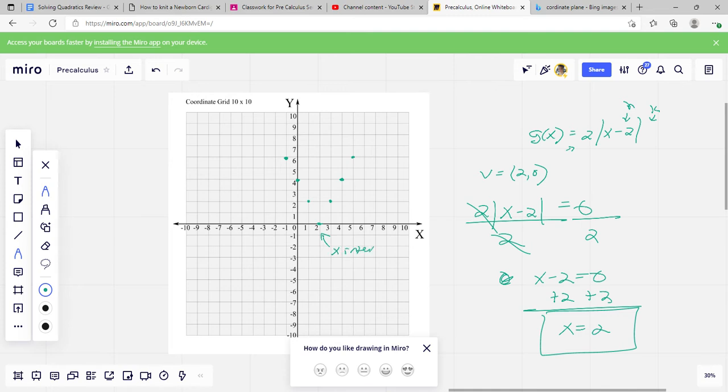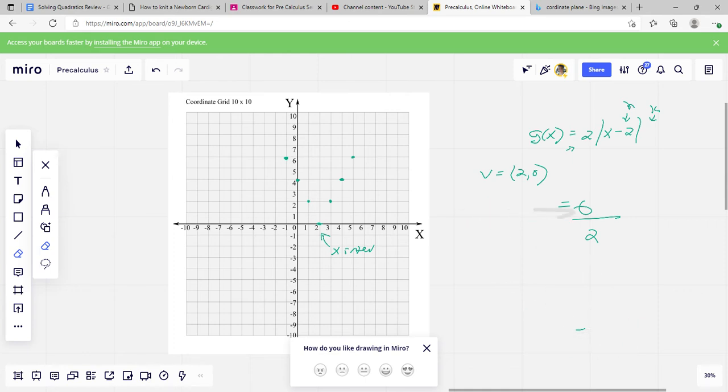If we wanted to find our y-intercept, we have to solve for what it is when x equals 0. So all we have to do is plug 0 in for x. Our x-intercept we already figured out was 2, 0, the same as the vertex. Now our y-intercept. That's going to be where it crosses our y line right here. So we just plug 0 in. So we're going to say g of x equals 2 times 0 minus 2. 0 minus 2 would be negative 2.